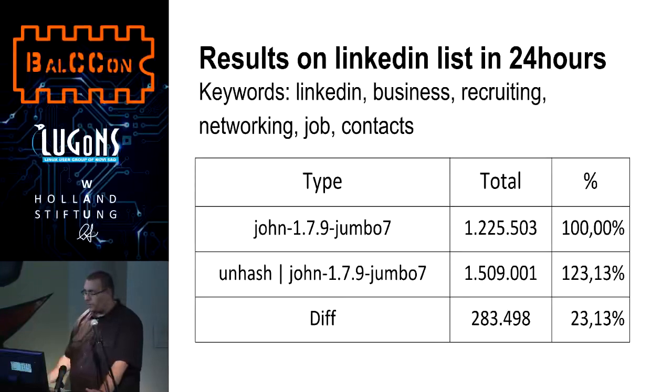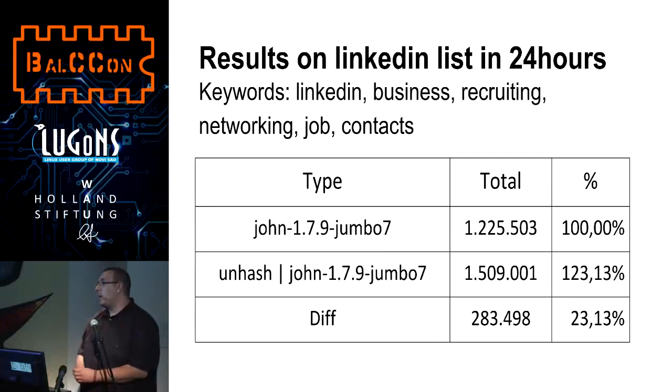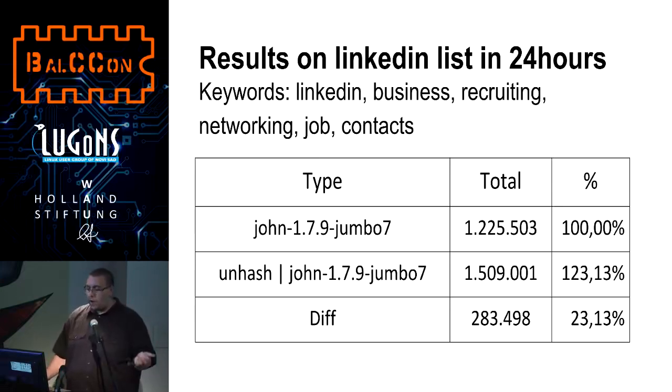So let's talk about results, right? I'm leaving time at the end so I can show you the lists and the tools, but let's see the results. If you use the LinkedIn list as a benchmark, the tool wasn't trained on LinkedIn; it was trained on other lists, and you have the LinkedIn list as a testing parameter. There were multiple tests, I just took LinkedIn as an example. You add keywords: LinkedIn, business, recruiting, networking, job, contacts, run GWordList and use that word list in conjunction with other word lists, run Jumbo John version 1.7.9 with all settings, and then run unhash, and you'll get about 20% performance enhancement.